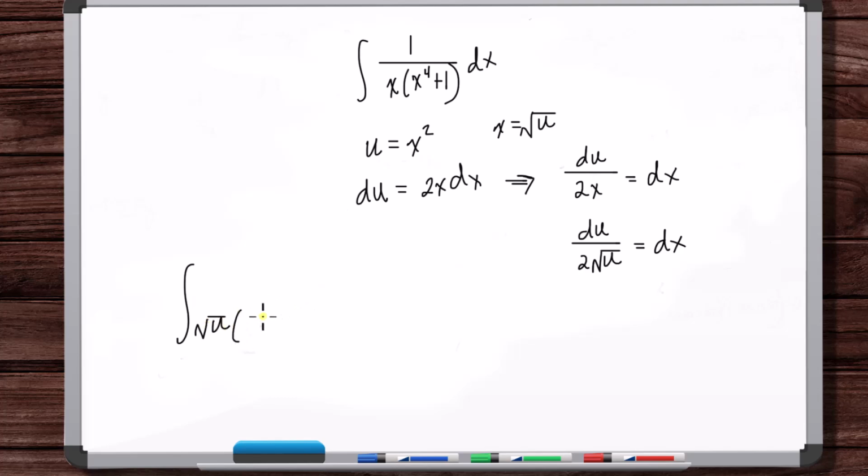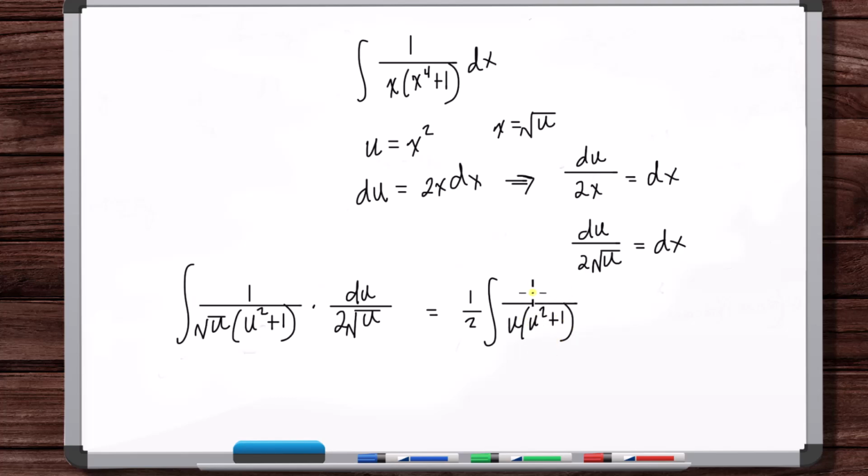x to the 4th, that's u squared. Okay, now we just have dx. So we've got, bring out the 1/2. Root u times root u is u. And there we go. Now we can solve this, right?